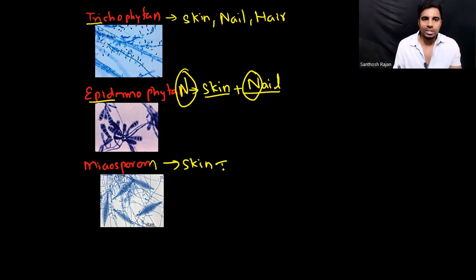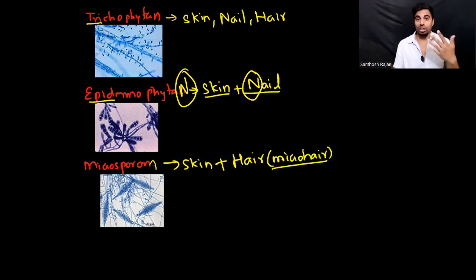Now in the microsporum, skin plus, what will be? Hair. Iska yaad nahi aa raha, kaise yaad karo? Micro hair. Hair to micro hota hai. Remember like that. Small hair, micro hair. Very easy. Skin is common for everything, but if you have confusion, remember micro hair. Very simple. Epidermophyton, skin and nail. This will be one question, right?